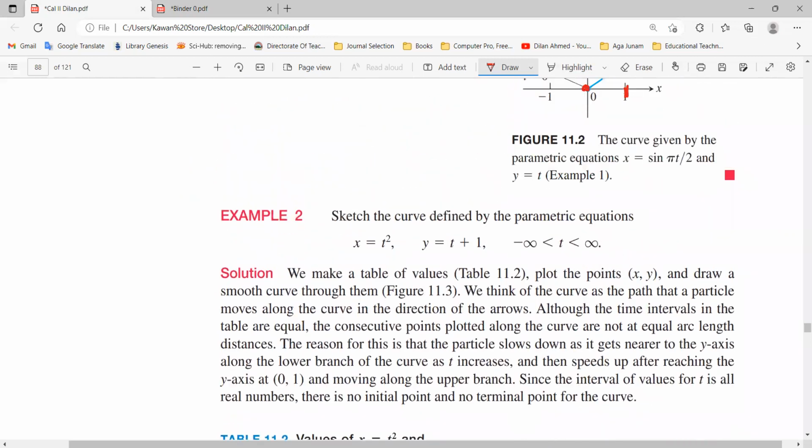Now I have another question. Sketch the curve defined by the parametric equations. There's your question. What's x? t squared. What's y? t plus 1. How do we solve?